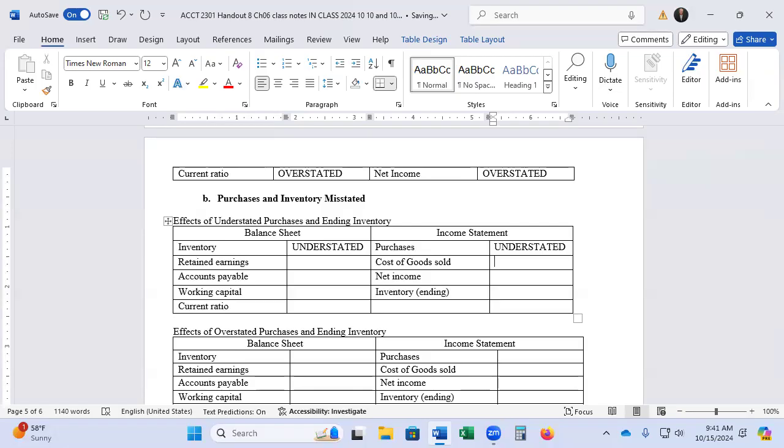For the cost of goods sold now, it's going to have no effect. And you say, well, why? And that's because we didn't put the purchase into the system. So the fact that it's understated doesn't cause any issues. And retained earnings, no effect. Accounts payable is understated. Working capital has no effect. And the current ratio is overstated.